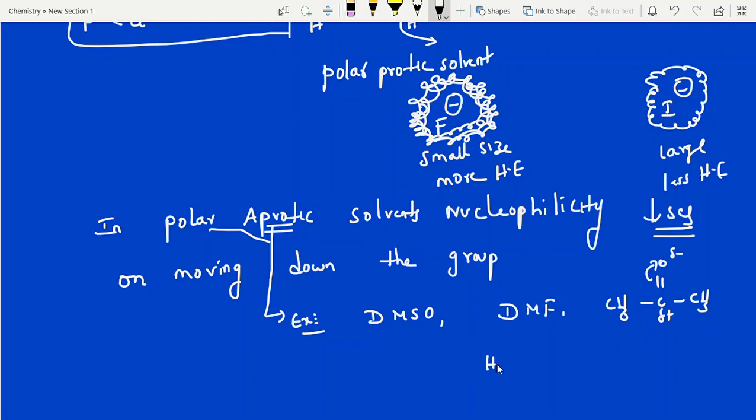Dimethyl formamide. So this is dimethyl formamide. Instead of 2 hydrogens, you can take 2 methyl groups. That's it. Dimethyl sulfoxide.